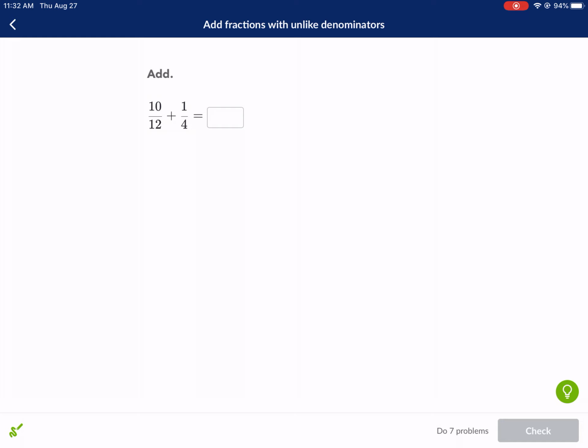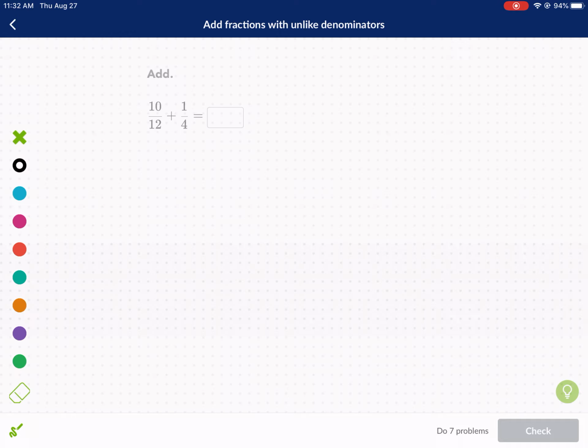Okay, the first question is add. It's not really a question, more of a statement. But anyway, 10 over 12 plus 1 over 4. We need to have a common denominator. Okay, so what is our common denominator going to be?